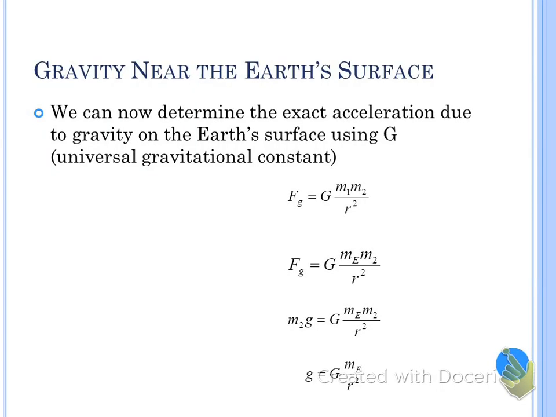We're going to take our universal law of gravitation equation, and we're going to manipulate it to help us solve for the acceleration due to gravity at different points on the Earth's surface, or away from the Earth's surface. On the surface of the Earth, we know that the acceleration due to gravity is 9.8 meters per second squared.